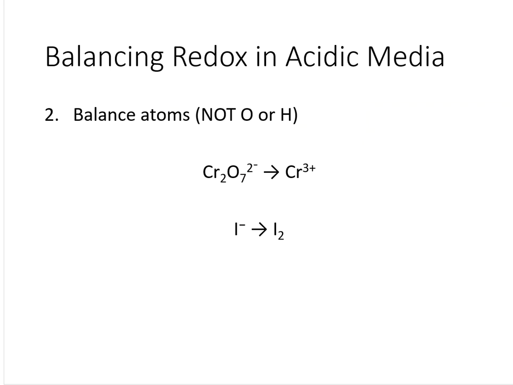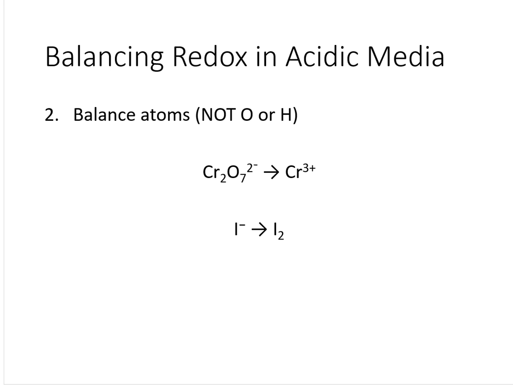Now that we've done that, step number 2 is to balance all of the atoms normally using coefficients except for oxygen and hydrogen. You're going to see that we're going to take care of oxygen and hydrogen in the next step. They're a little bit trickier. They're the differences between normal balancing and balancing redox style. So here we're going to balance atoms, not oxygen or hydrogen, normally using coefficients.